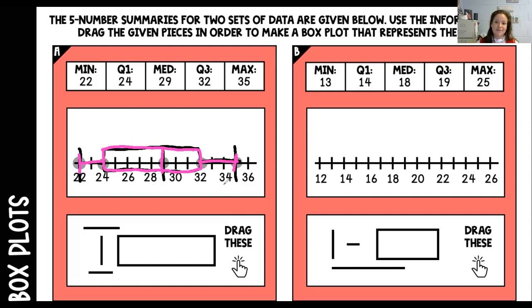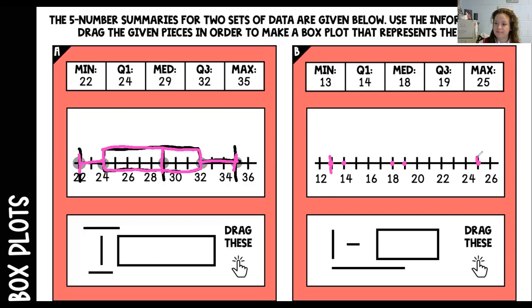I want you to go ahead and take a minute, try to create the box and whisker plot on this other one. Okay, so we're going to start with our minimum, which is 13. I'm going to draw my dot, my quartile 1, which is 14. Have my dot, median, which is our middle number, 18, quartile 3, which is 19, and my maximum, which is 25.